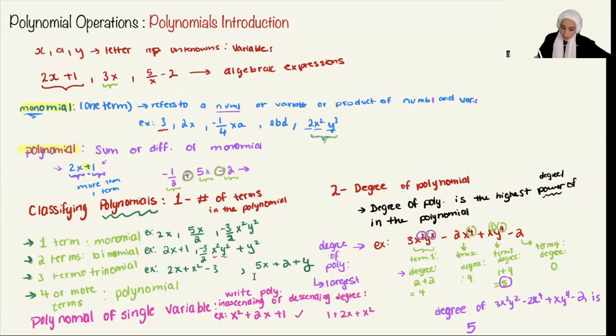So this is in ascending order. Ascending means going up. So I started at 0, and then I went to 1, and then I went to 2, okay? As long as I'm writing in ascending or descending order, that's what I'm talking about, okay?